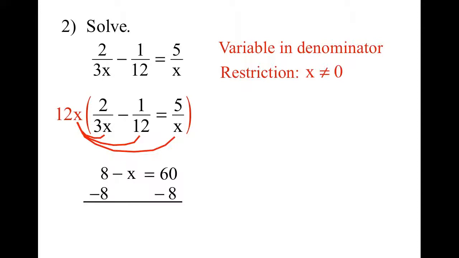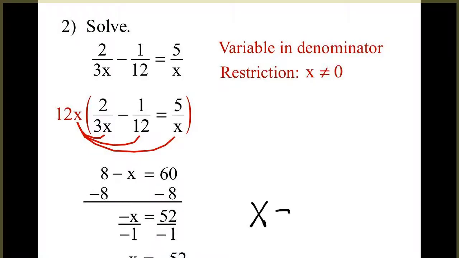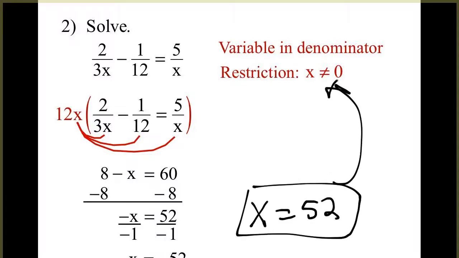Solve for x by isolating the variable using inverse operations. Subtract 8 on both sides, and negative x equals 52. I can multiply both sides or divide both sides by negative 1, and I'm left with x equals 52. Now, x equals 52 goes along with my restriction. It's not 0, so that works.